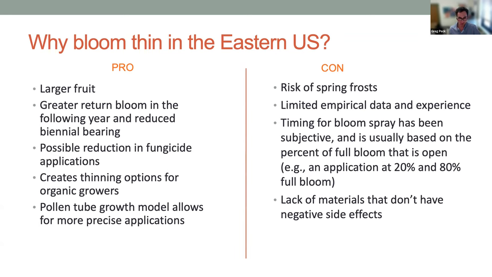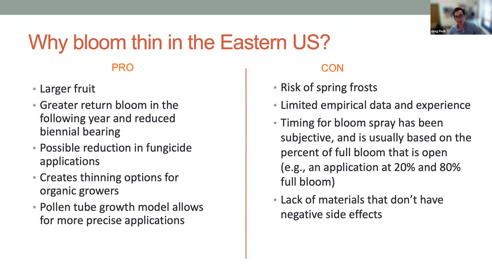We have not a lot of history with bloom thinning in New York State. It's something that more and more growers are looking to do, but historically has not been a common practice for crop load management. But there are a lot of pros, right? You get larger fruit because you're thinning earlier and you have less competition during that cell division phase, when fruit size really can be increased by having more cells.